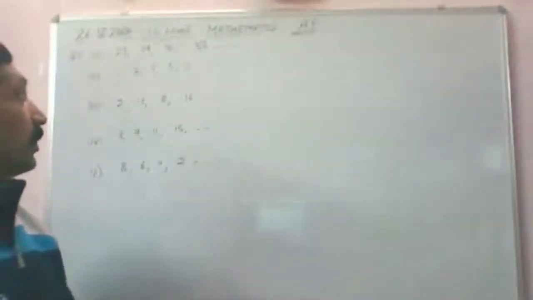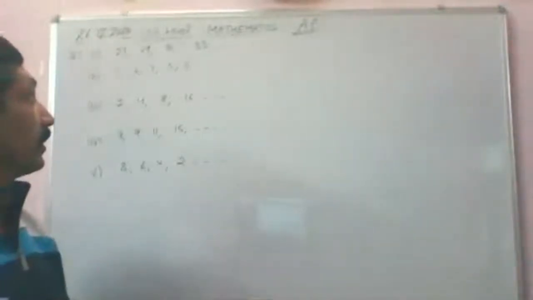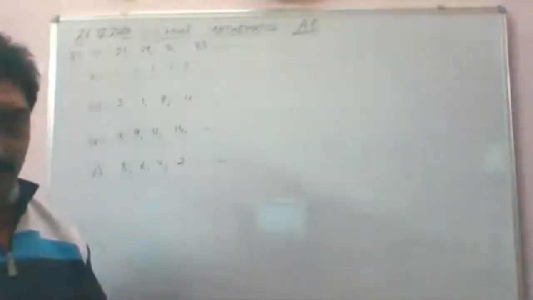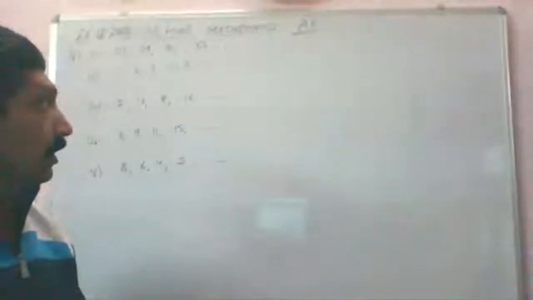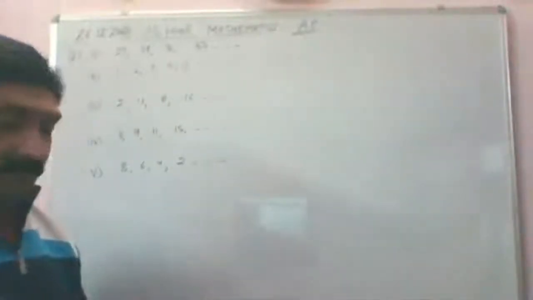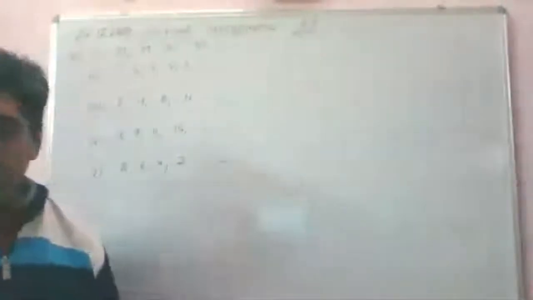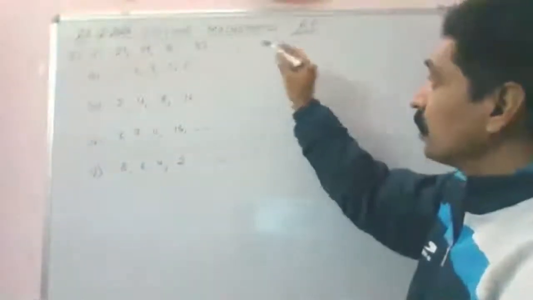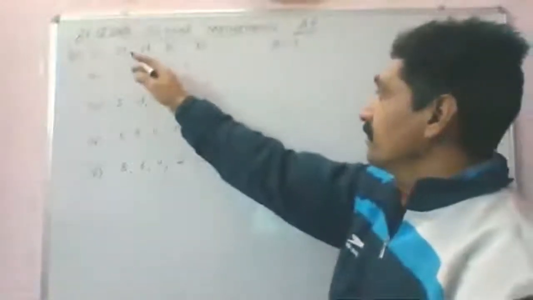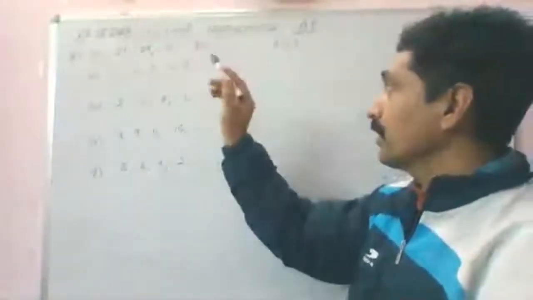Like the first one: 27, then 29, 31. You have to tell whether it is an AP or not. Here the first one is an AP, because the common difference is the same. The common difference is 2: 27 plus 2, 29 plus 2, 31 plus 2, 33. So it is an AP.